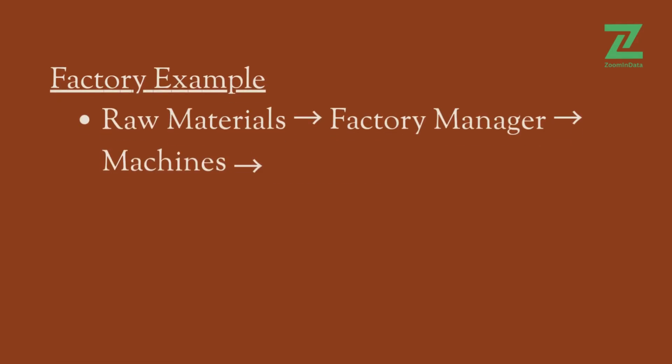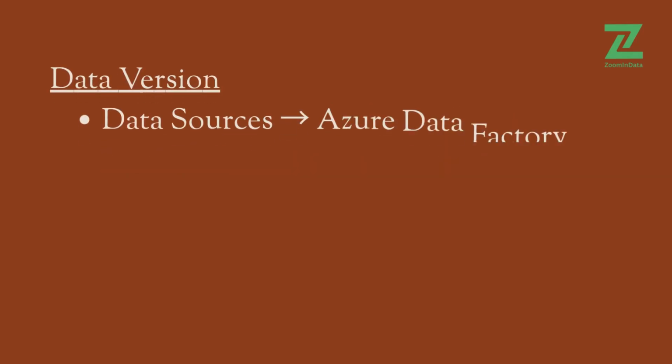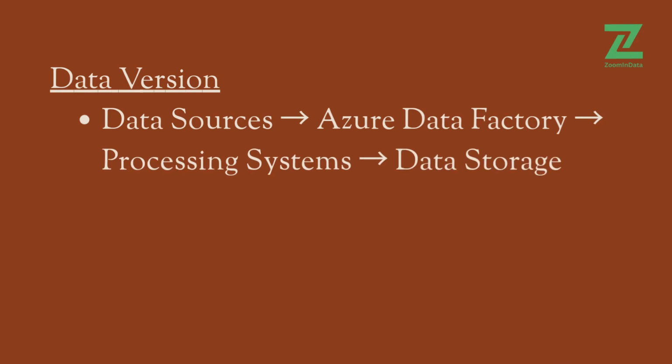Here is the flow in the factory. Raw materials go to the factory manager, who assigns tasks to machines. The machines process the raw materials and create finished products. Now let's map this to data. Data sources go to Azure Data Factory, which coordinates processing systems. And finally, the processed data is stored in data storage. Remember, Azure Data Factory does not process data itself. It manages and coordinates the flow.